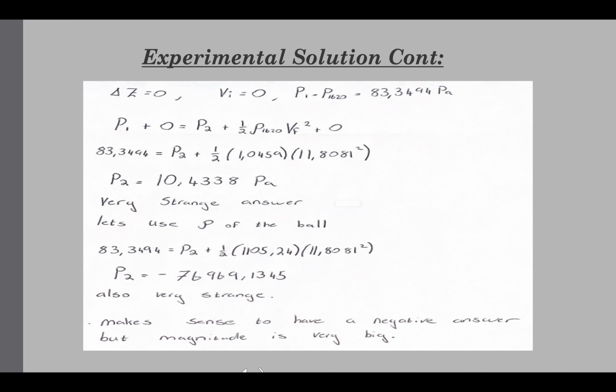We then used that velocity of 11 meters per second and substituted it into Bernoulli's equation. Firstly, we used the density of air at an altitude of 1620 meters. We acquired a pressure of 10.4338 pascals. This is a strange answer because the pressure should have been negative due to the suction of the vacuum. When we repeated the experiment with the density of the ball, we got minus 76,969 pascals. This is also very strange. Although the sign is correct due to the suction, this is a very large number, and the real number would be a negative number that should be a lot less in magnitude.